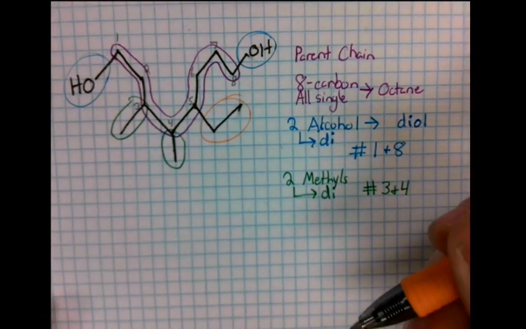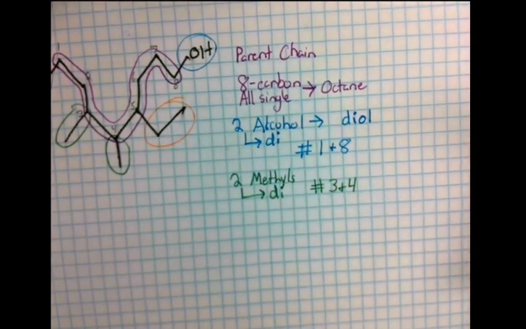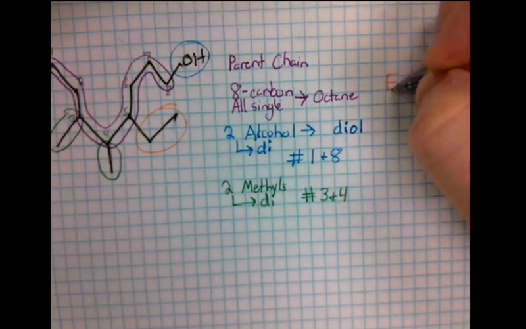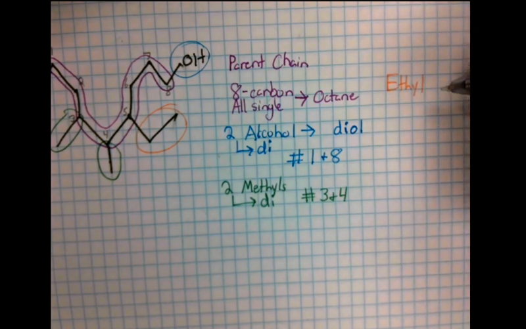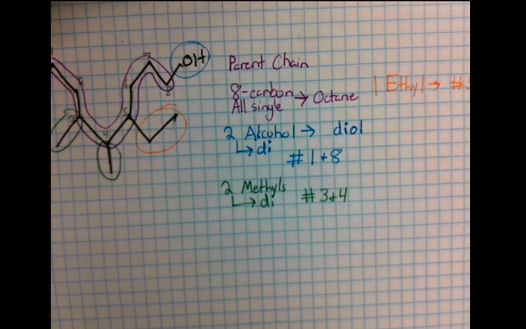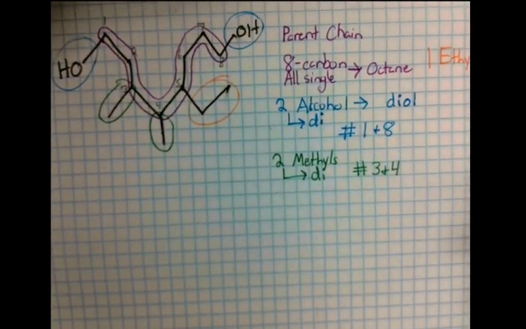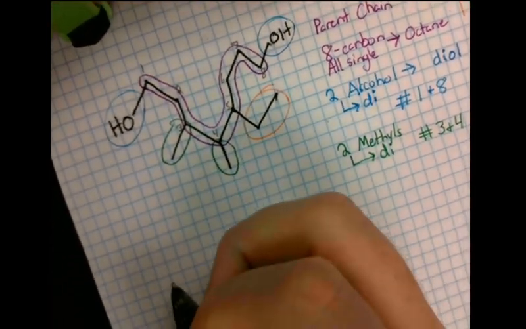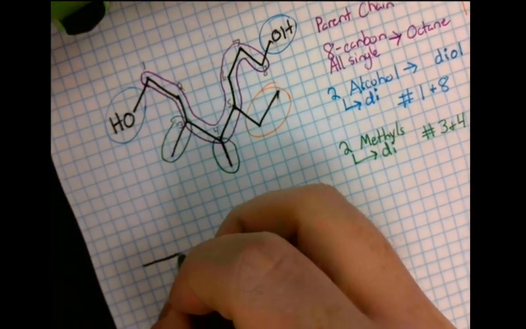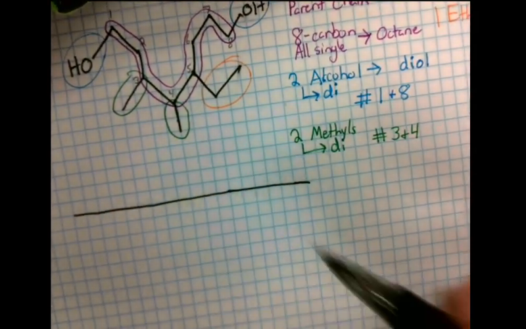And then finally our orange guy. Our orange guy is a 2 carbon chain. So that is an ethyl group. So 1 ethyl, and that's at carbon number 5. So we can go ahead and start working on our name. What I recommend you do is, let's say I give you a big space, you can just do it in the middle of a space. But if I give you a line, for example, I would start writing in the middle. Don't start at the beginning.